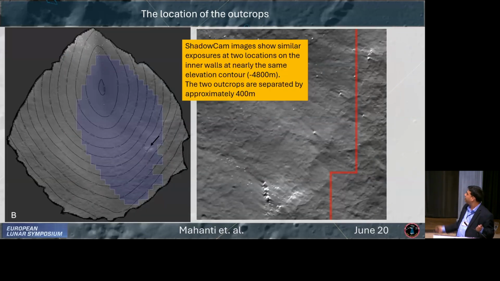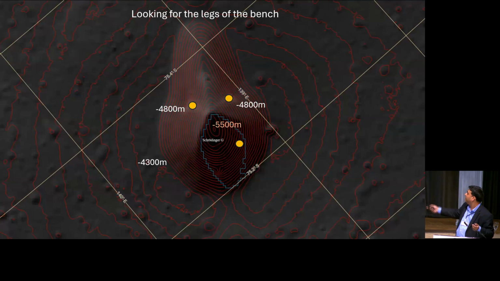So now if you take into account the contour at which these things happen, the ShadowCam images show similar exposures at pretty much the same elevation contour, at about minus 4,800 meters. You can see two outcrops, one just outside the PSR outline there. The two outcrops are separated by about 400 meters, but they all appear more or less at the same height. What does that tell us? That you have a stratigraphic interface there, kind of a bench formation, over which the pyroclastic activity really happened. So we're looking at these legs of this bench, and three legs are better than two.